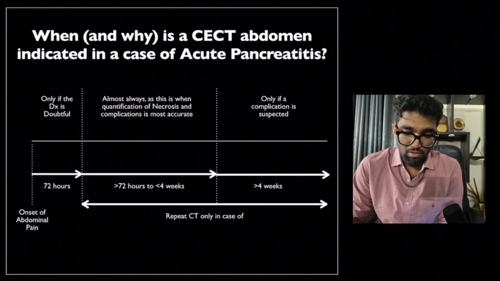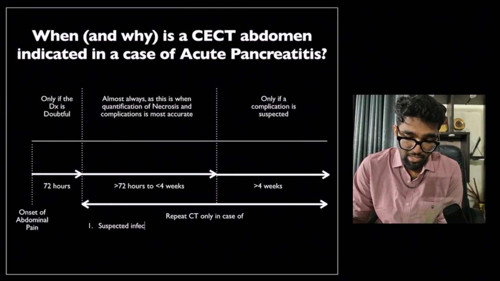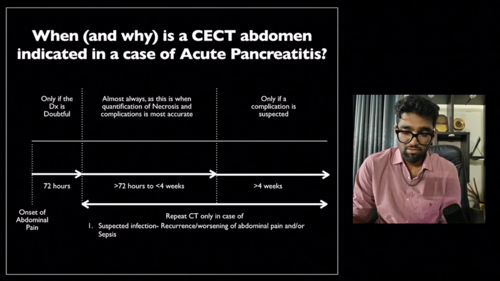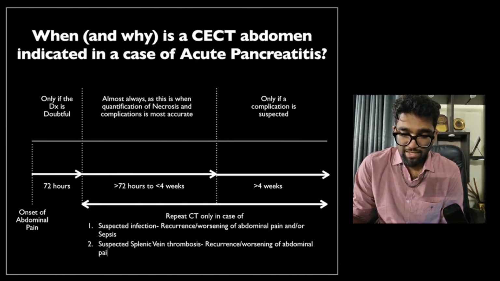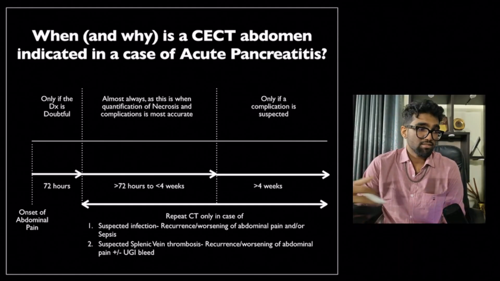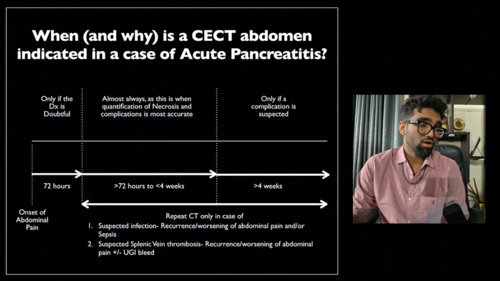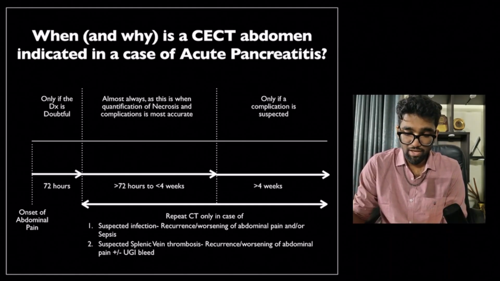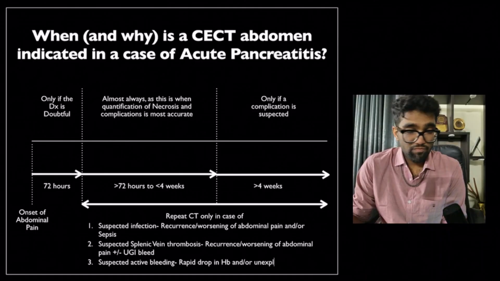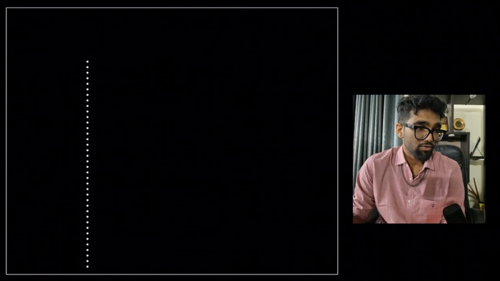So, now what about a repeat CT? Repeat CTs are done in case you have a suspected infection, that is, we have recurrence or worsening of abdominal pain, and or the patient has clinical features of sepsis. Second, the other situation is when we are suspecting a vascular complication like a splenic vein thrombosis, which could present as upper quadrant pain or upper GI bleed, because obviously the left gastric veins are tributaries of the splenic vein, and if there is an acute thrombus that causes an increase in pressure it can cause bleeding. We also do it when we suspect active bleeding, that is, there is a rapid fall in Hb or there is unexplained shock.